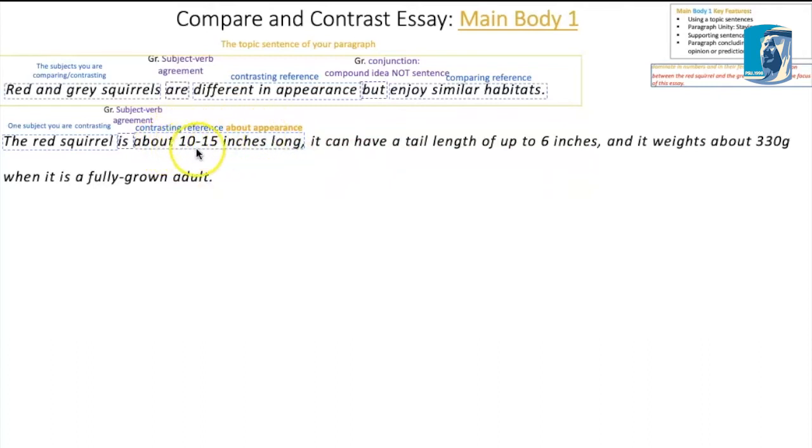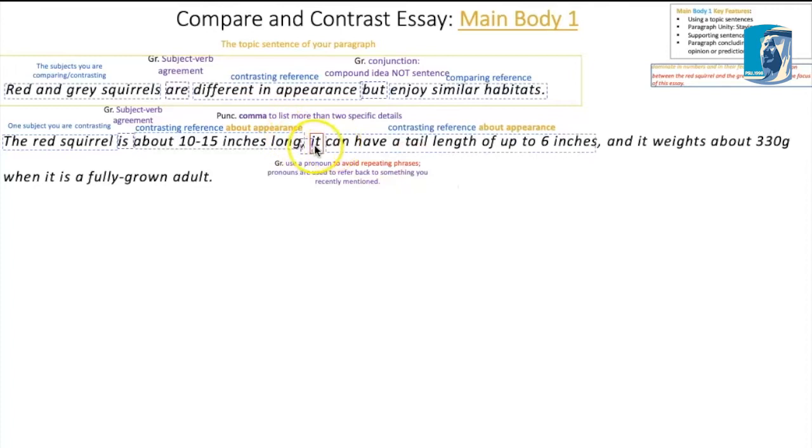So state it very clearly. 10 to 15 inches long. So this is one contrasting reference. Put a comma here if you're going to list more. Okay, so here we're talking about listing, not necessarily a compound sentence. So avoid using the red squirrel, the red squirrel, the red squirrel, and use pronouns to refer back to the subject, okay, so that we know that it is referring to a singular subject, and this allows you to have better cohesion within the sentence.